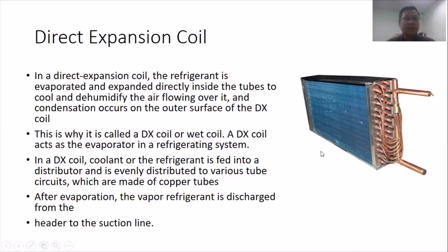So this coil we will implement to dehumidify the flowing air, so maybe we will use it for indoor air conditioning. This is why it's called a DX coil or wet coil, the evaporator in a refrigeration system. This one is commonly used for indoor circulation systems.